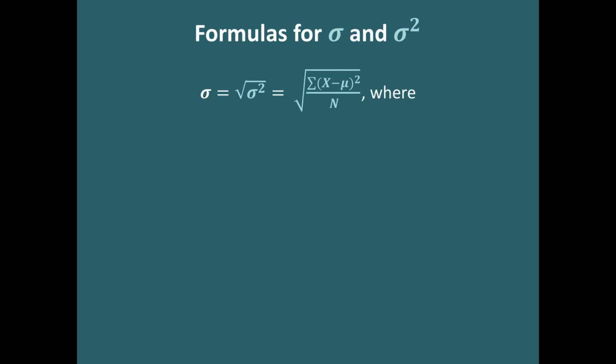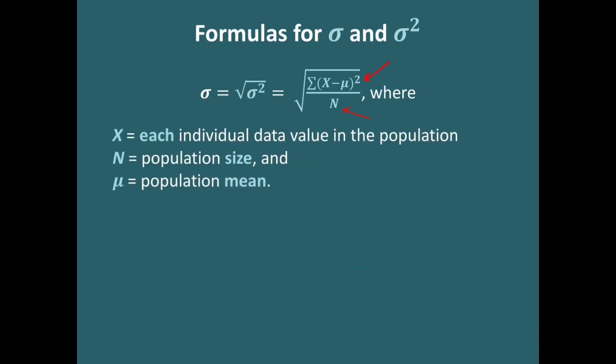Now here are the formulas for sigma and sigma squared. Let's start with population standard deviation. The formula for population standard deviation utilizes the summation of the difference between the data value and the mean, quantity squared, divided by the total number of data values inside of a square root, where x indicates each individual value in the population, capital N indicates the population size, and mu, as before, population mean.